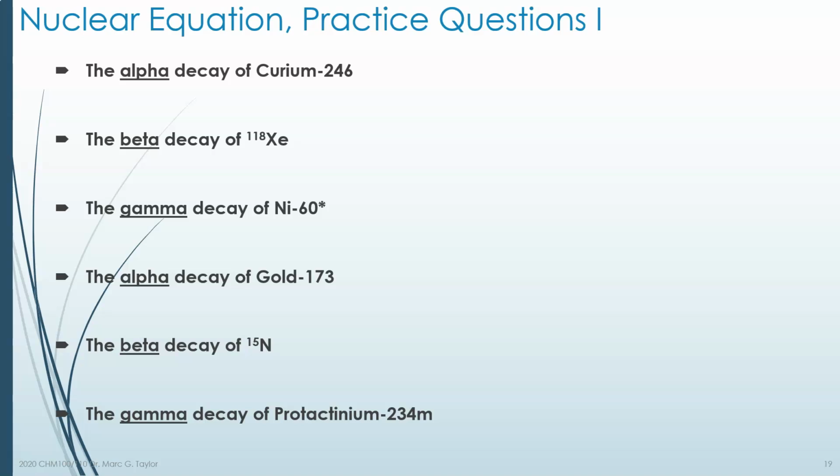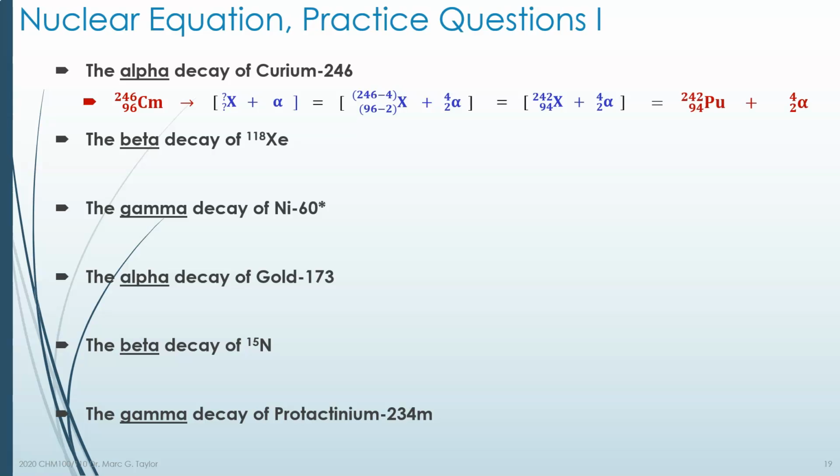So let's look at some example questions. Alpha decay of curium-246. Well, first you have to figure out what curium-246 is. You look on the periodic table, you see it's number 96. So you have 246 and 96. You're going to be losing an alpha. And it's important that you remember an alpha is 4 and 2 for your mass number and atomic number. So your other product will be missing 4 and missing 2 from the top and bottom respectively. And that gives you 242 and 94. You look up on the periodic table, what is 94? That's plutonium. So your answer is plutonium-242.